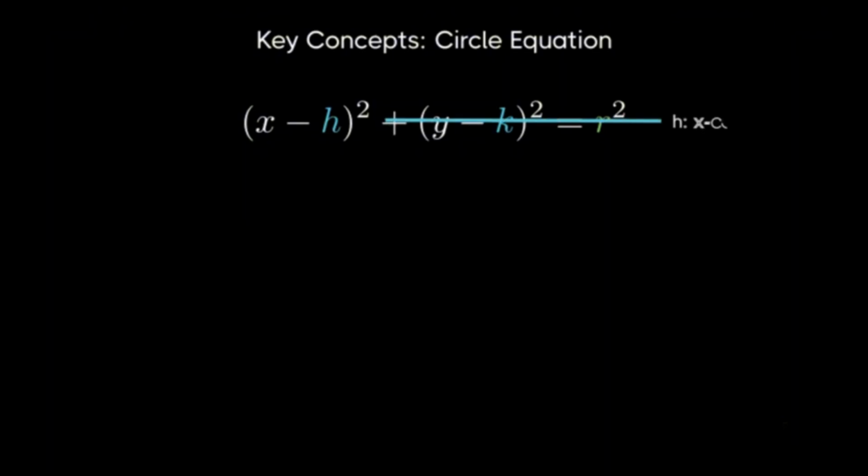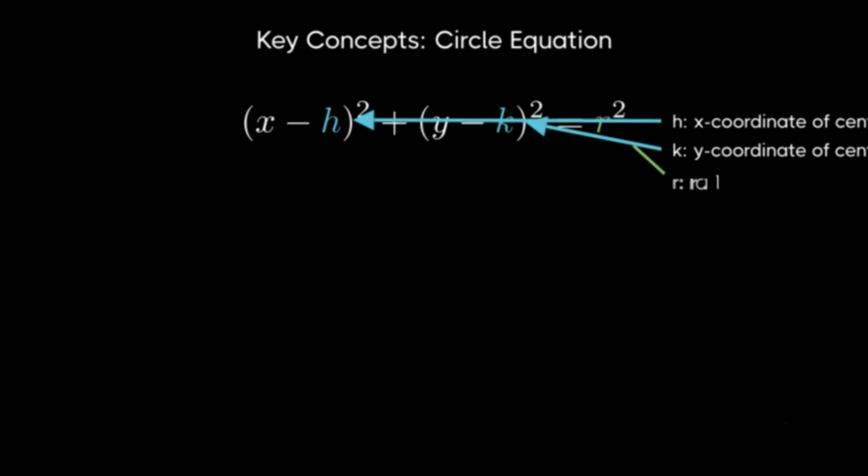Let's examine each parameter more closely. The value h represents the x-coordinate of the circle's center. The value k represents the y-coordinate of the circle's center. And r represents the radius of the circle, which is the constant distance from any point on the circle to its center. Now, let's understand where this equation comes from.